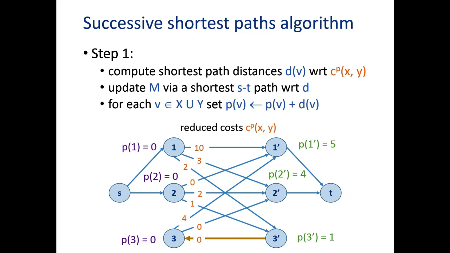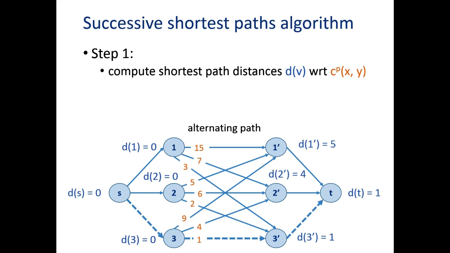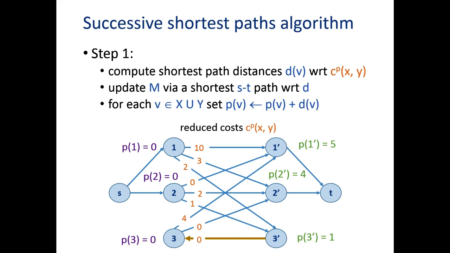So first the prices are going to get updated, and then the costs. Okay, so how do I update the prices? The prices used to be all 0. Now the way that we update the price is the old price plus distance. So the prices on the left remain unchanged. The prices on the right become 5, 4, and 1. Okay, 5, 4, and 1, fine.